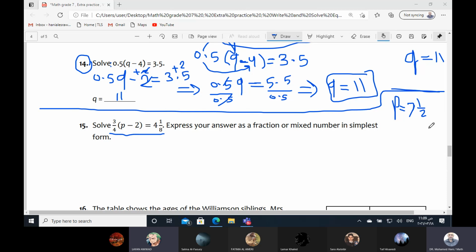Right. Check with me, please. The first step, use the distributive property here. 3 over 4 times p will be 3 over 4p, minus 3 over 4 times 2. 3 over 4 times 2, 2 times 3 will be 6 over 4.